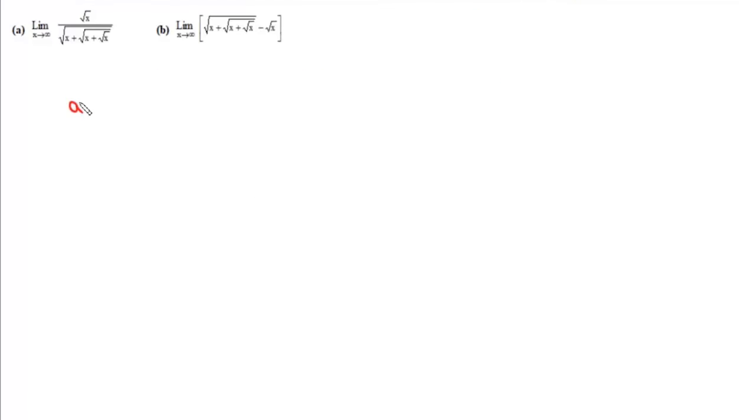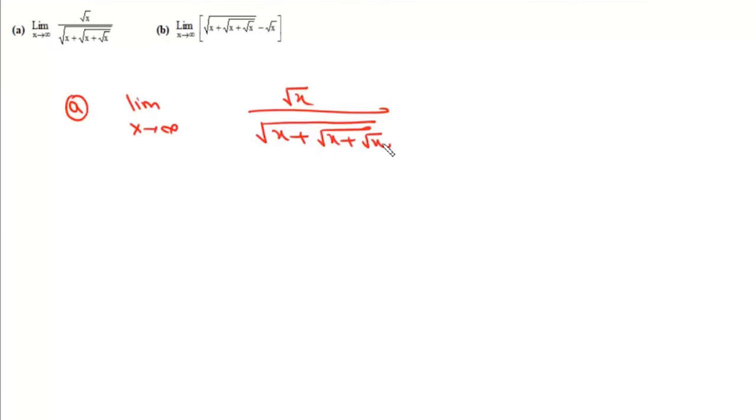Now here this question is this limit x tends to infinite under root x upon under root x plus under root x plus under root x. Now highest power of x in the numerator is 1 by 2 and highest power of x in the denominator is also 1 by 2. So we'll divide everything with under root x.